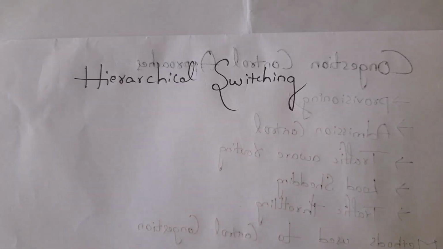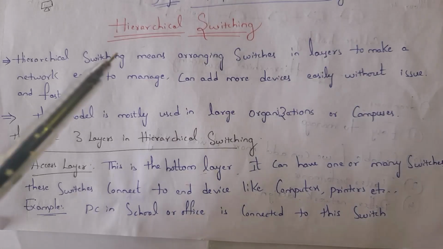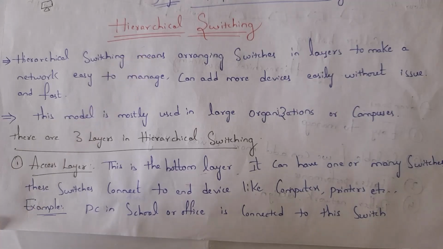Let's get started. Hierarchical switching means arranging switches in layers to make the network easy to manage. So we can add more devices easily without any issues, and adding devices will be fast. Normally, the hierarchical switching model is used in larger organizations and campuses like colleges, universities, etc.